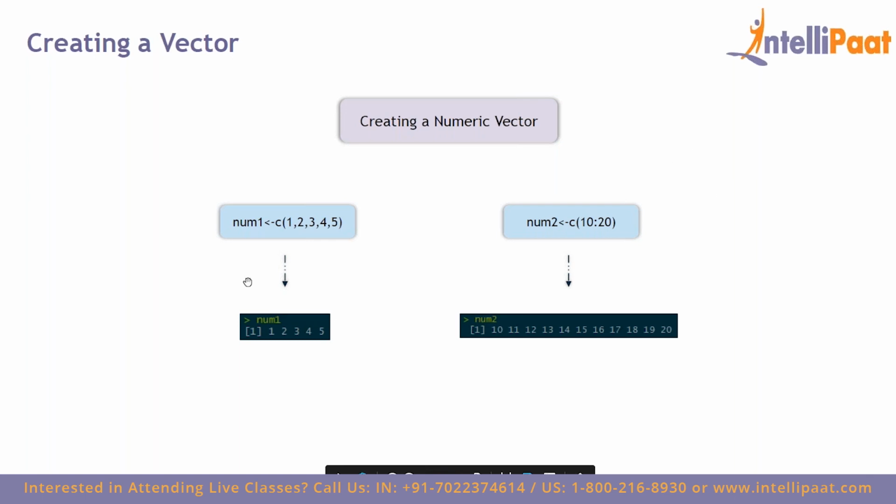Creating a vector is, as I said, pretty simple. You can just use the function C, and within brackets, you pass the elements in a comma separated format. This is the basic way of doing it. The second way is, if you want a sequence, you can do num2 <- C of 10 to 20. This will create a sequence from 10 to 20: 10, 11, 12, and so on till 20.